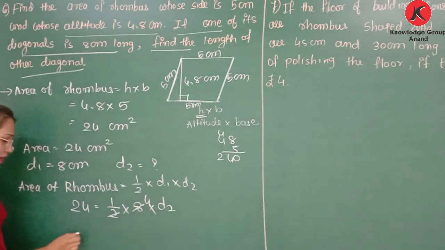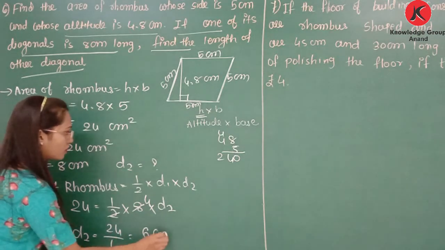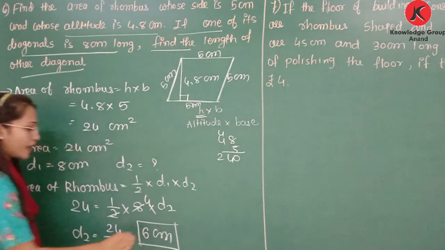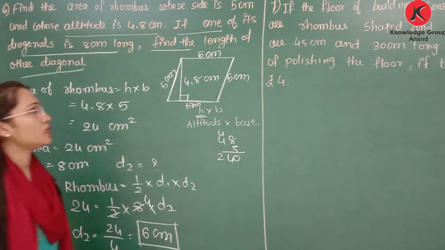So here area is 24, 1 by 2, d1 is 8, and we need to find d2. Now 4 take in a divide. So d2 is equal to 24 by 4, that is 6 centimeters. So second diagonal is 6 centimeters. Clear?